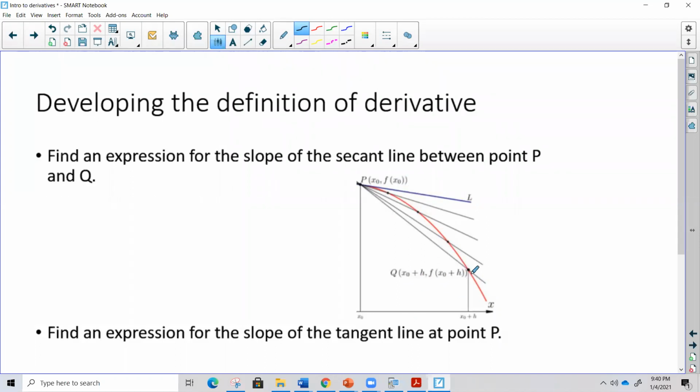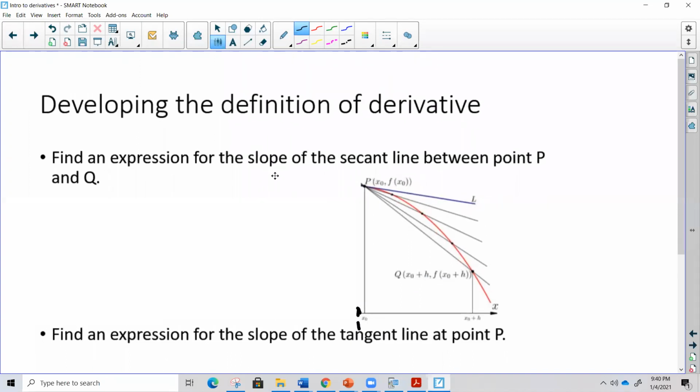Then we're going to find Q as h away. So to get Q, here's my x value, and the distance on the x-axis between P and Q would be h. So this distance here would be h. To get the x value for Q, we take the x value for P and add h to it. So we're calling the x value for Q x naught plus h. And then the y value for that point would just be f of whatever that x value becomes.